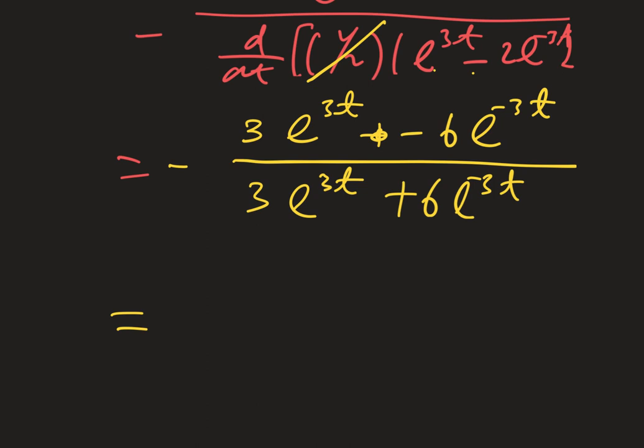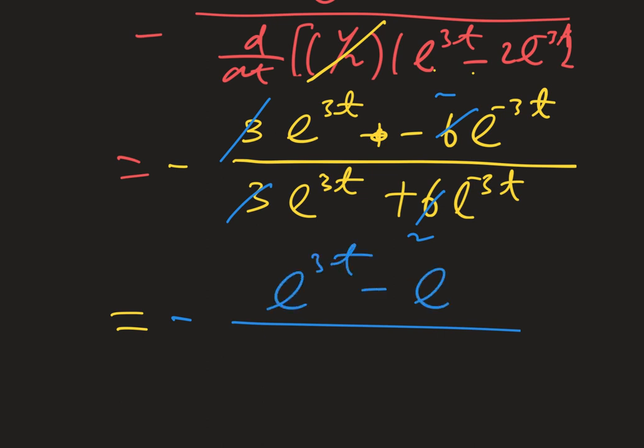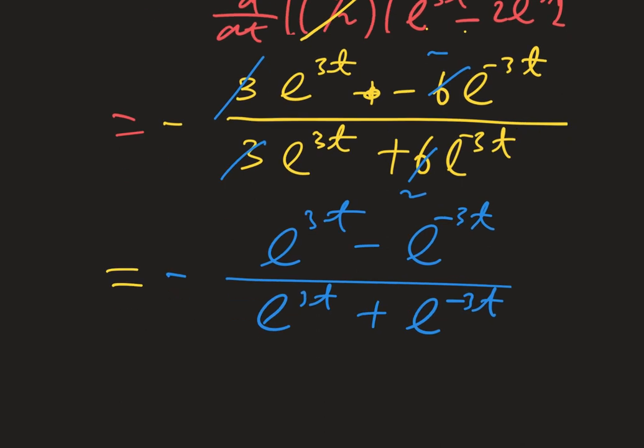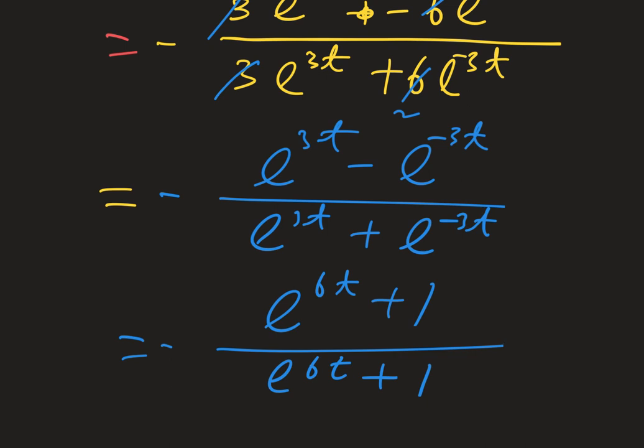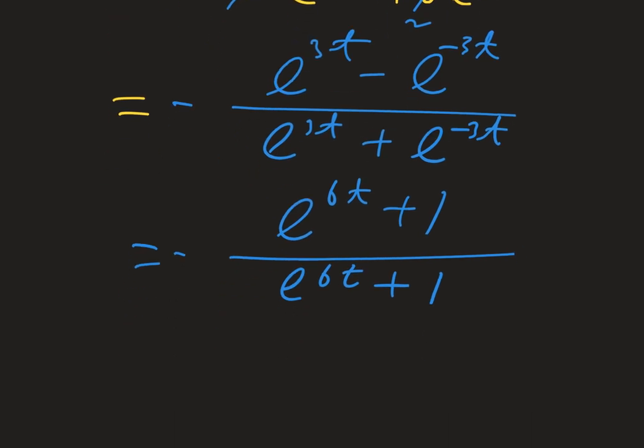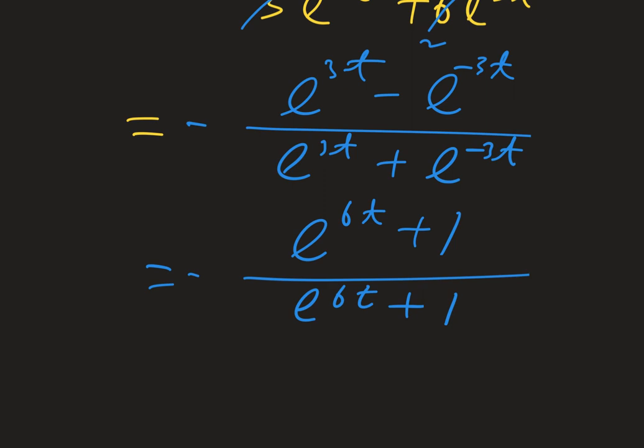In fact 3 and 6 have common factors here. I told you already. So there's a minus here, so minus (e^(3t) minus e^(-3t)) over (e^(3t) plus e^(-3t)). In fact, I can further simplify it. Go and do it yourself. How do I do that? Okay, I'm not a very hardworking person, so I would like to do that.